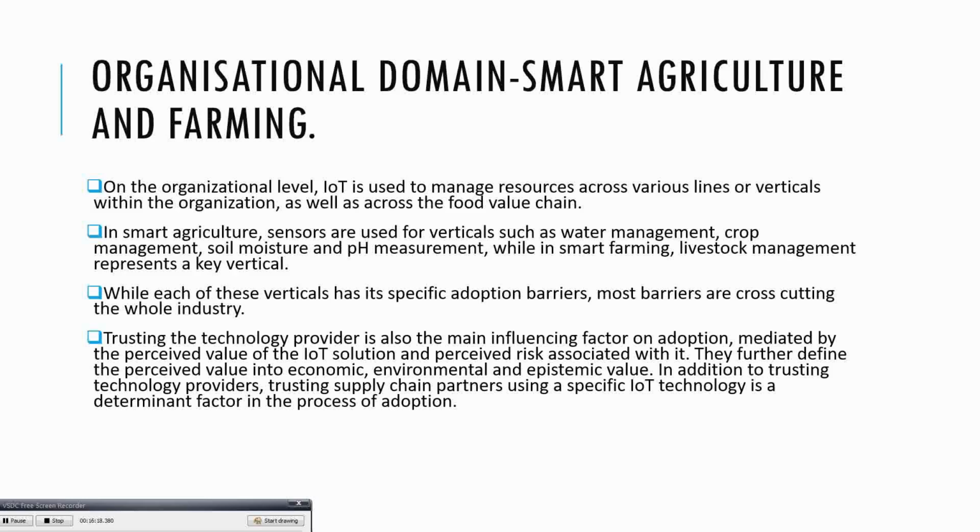Now, in the organizational domain, I have taken the example of smart agriculture and farming. On the organizational level, IoT is used to manage the resources across various lines or verticals within the organization as well as across the food value chain. Now, in smart agriculture, sensors are used for verticals such as water management, crop management, soil moisture, pH measurement, while in smart farming, livestock management represents a key vertical. While each of these verticals has its specific adoption barriers, most barriers are cross-cutting the whole industry.